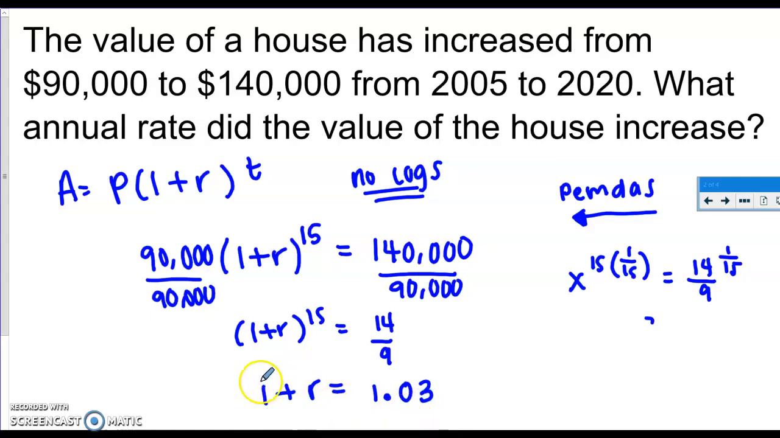And then, look, we're not done solving for r. I have to subtract 1 on both sides. So my rate is 0.03. This problem is expecting you to put your rate as a percent, so to turn it back into a percent, we have to multiply by 100. So the rate is 3%.